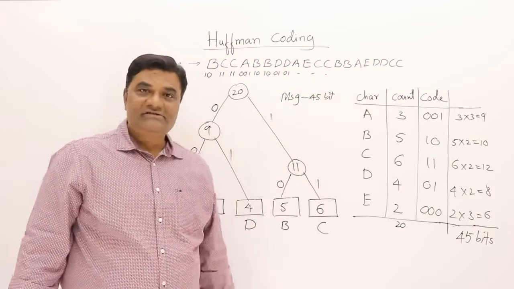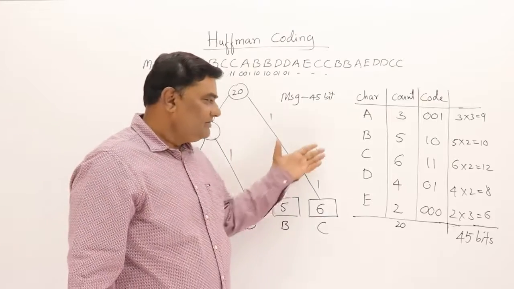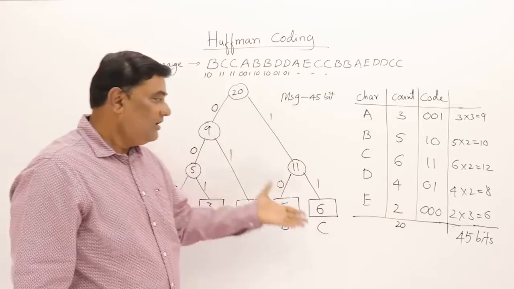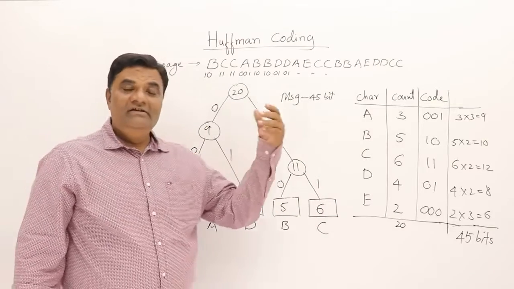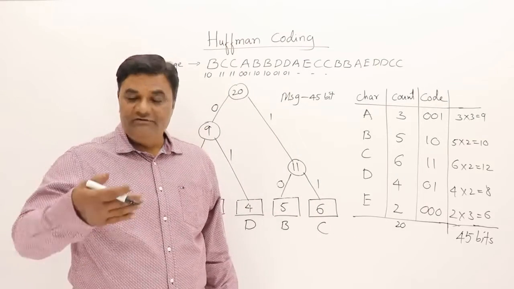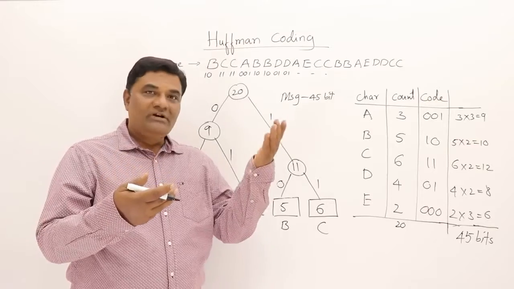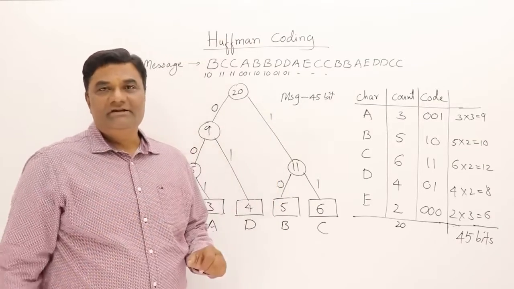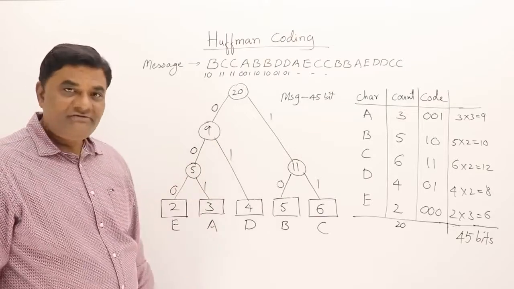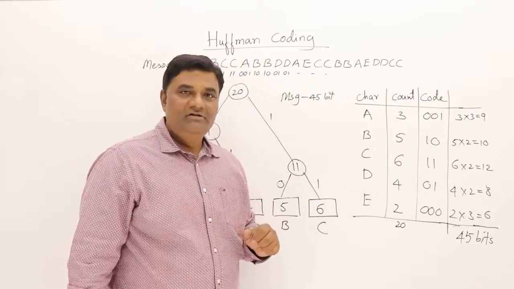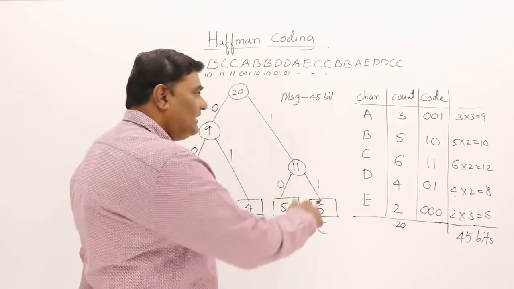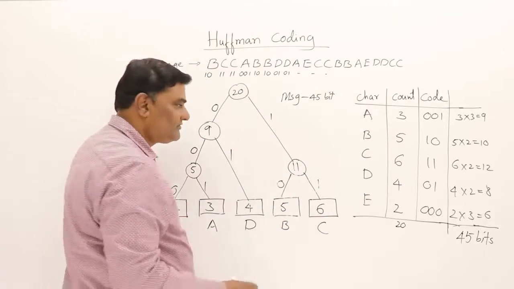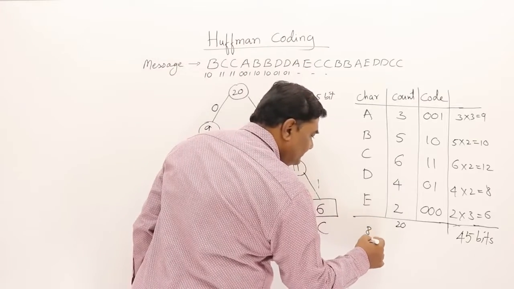Now one more thing we should consider. Along with the message, I should also send this chart or a table or a tree. Then only decoding can be done. Along with the encoded message, the codes used should also be there. So somehow this tree or the table should be preserved. Let's see what will be the size of the table. For all these alphabets, I should send their standard ASCII codes, so 8 bits of ASCII code.